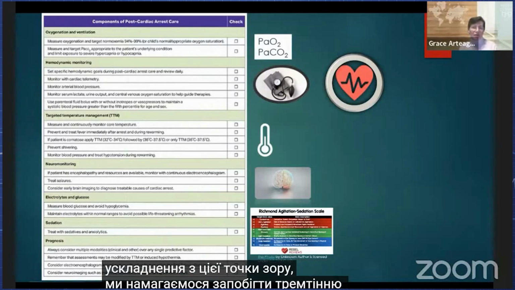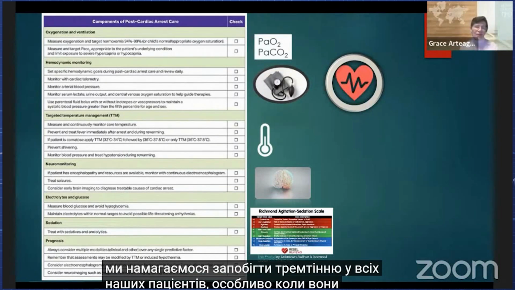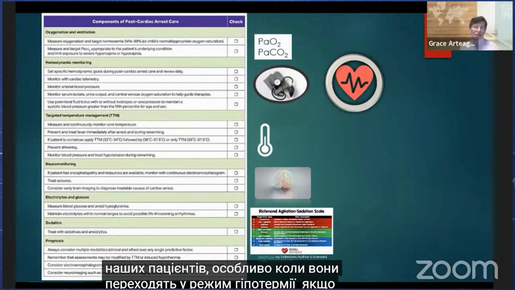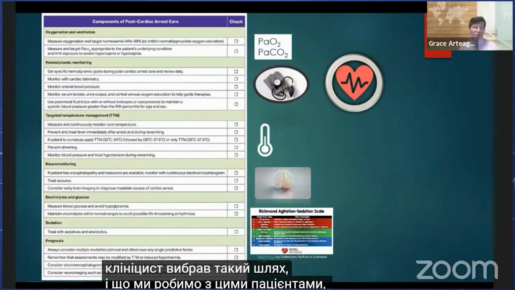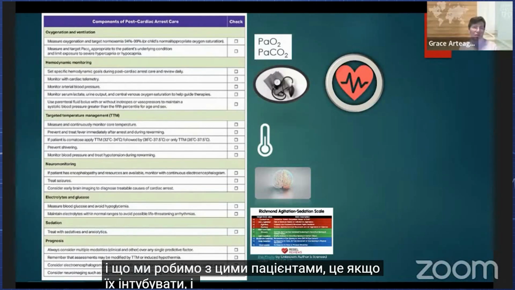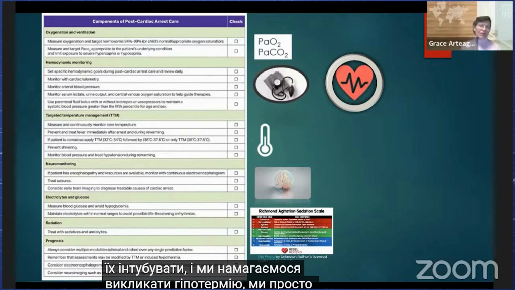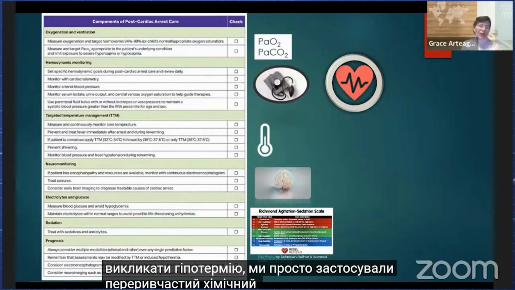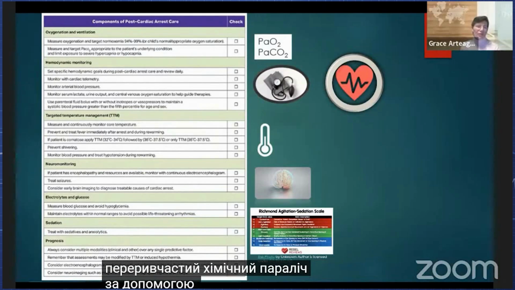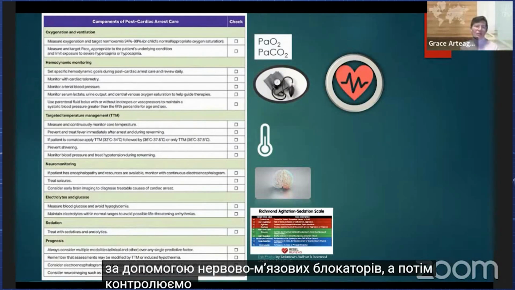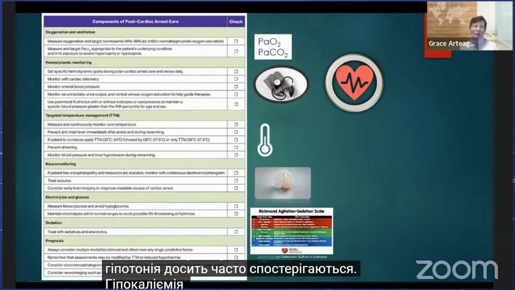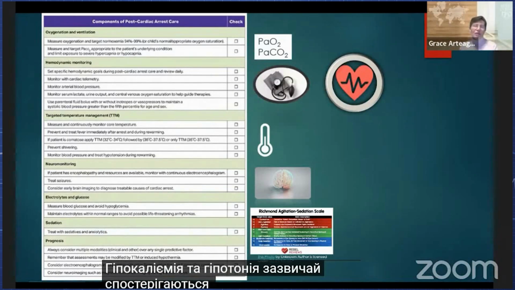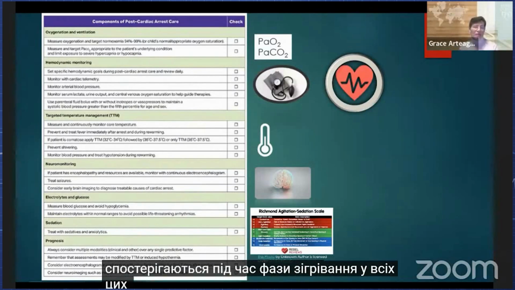We try to prevent shivering in all our patients, particularly when they're going into the hypothermia mode, if that's the path chosen by the clinician. What we do in those patients, if they are intubated and we're trying to induce hypothermia, is use intermittent chemical paralysis with neuromuscular blockers. And then we monitor the blood pressure and avoid hypotension. Hyperkalemia and hypotension are quite commonly seen. Hypokalemia and hypotension are commonly seen during the rewarming phase of all these patients.